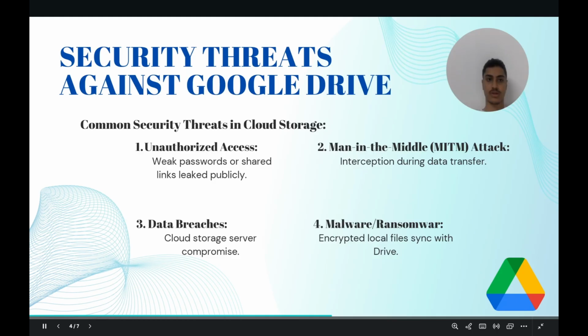For the security threats against Google Drive, common security threats in cloud storage: 1. Unauthorized access. 2. Man-in-the-middle attack. 3. Data breaches. 4. Malware and ransomware. Each of them acts as a threat to the Google Drive data.